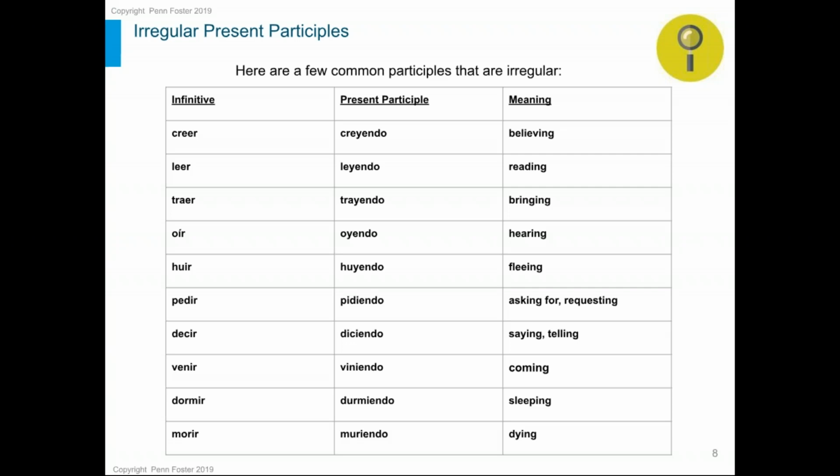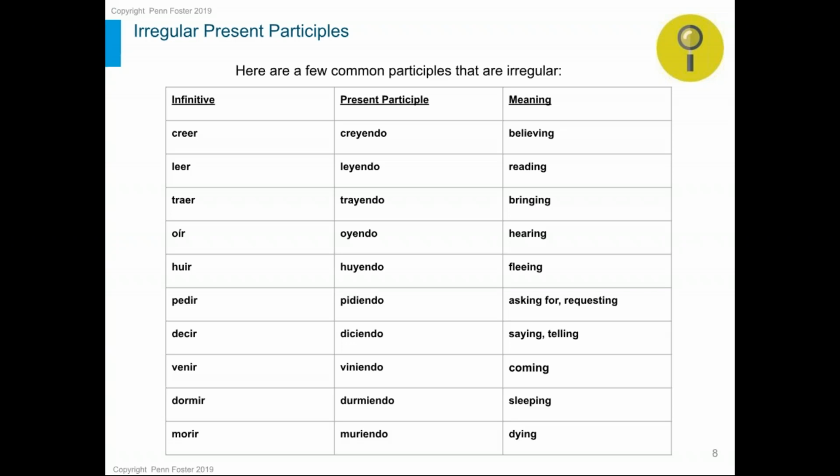Okay, so for the first 5 on this slide. For the next 3, from pedir down to venir, you notice that it's an E to I, sort of a stem change. Nothing actually happens to the gerund or the present participle ending. The IE and the O is the same, but the E from the stem, pedir, decir, venir, that first E, the only E there, changes to an I for those, making them irregular.